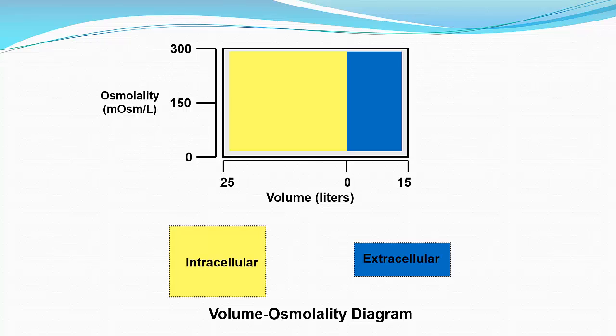If we then examine the y-axis, for an increase in osmolality, the boxes would become taller, stretching above the normal outline. For a decrease in osmolality, the boxes would become shorter, moving below the normal value of 300 milliosmoles per liter.